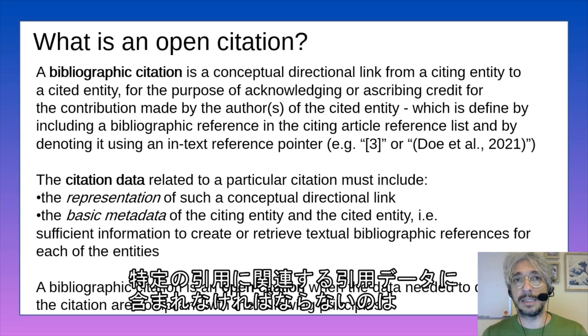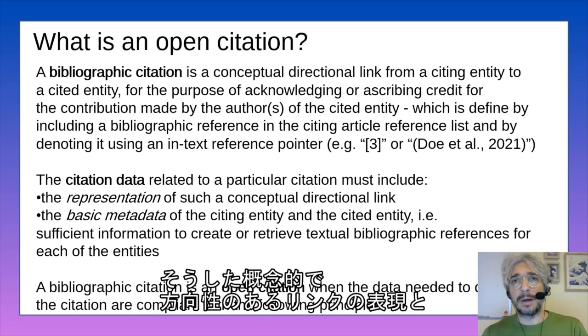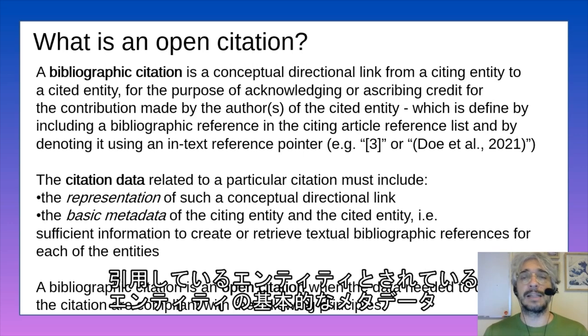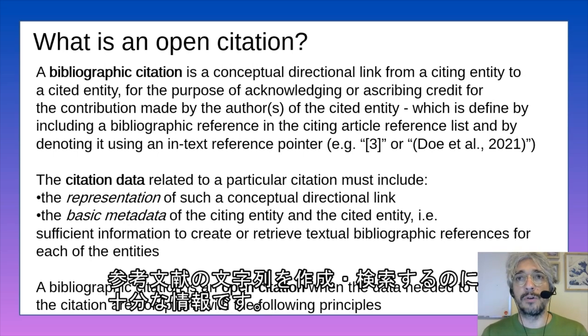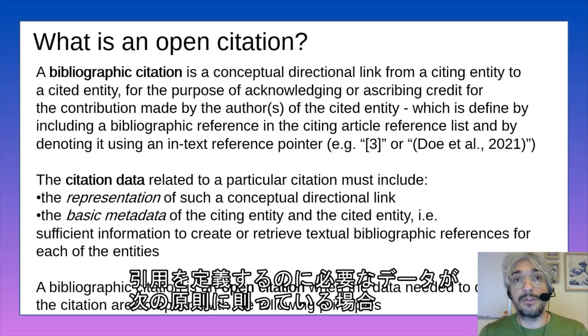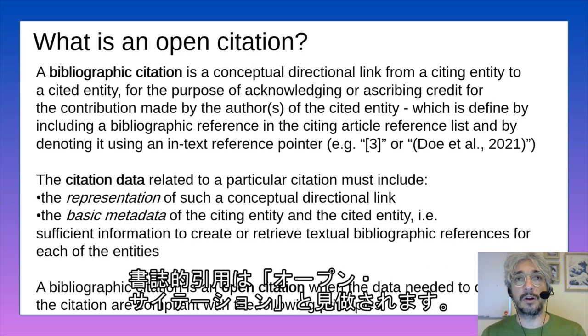Citation data are related to a particular citation and must include the representation of such a conceptual directional link and the basic metadata of the citing entity and the cited entity that are sufficient information to create or retrieve textual bibliographic references for each of the entities involved in the citation. A bibliographic citation is an open citation when the data needed to define the citation are compliant with the following principles.